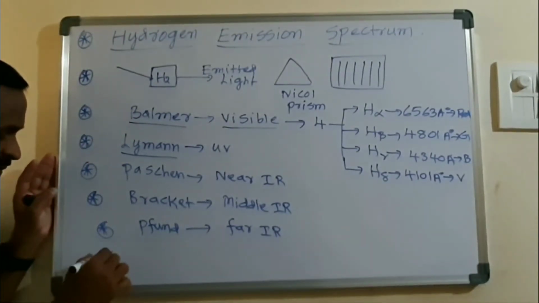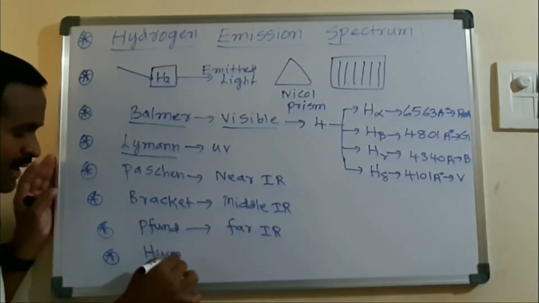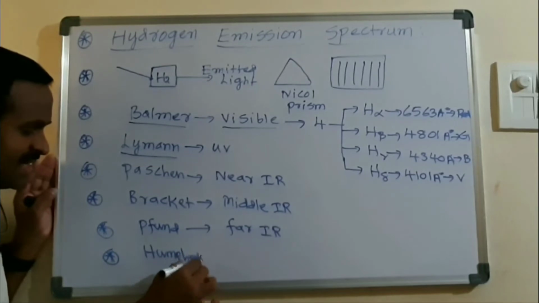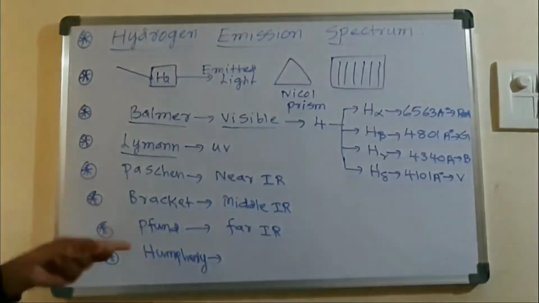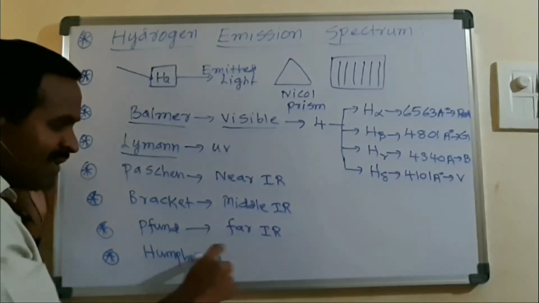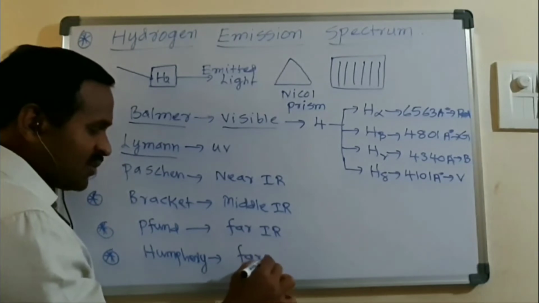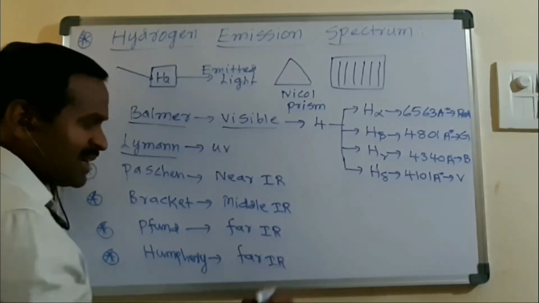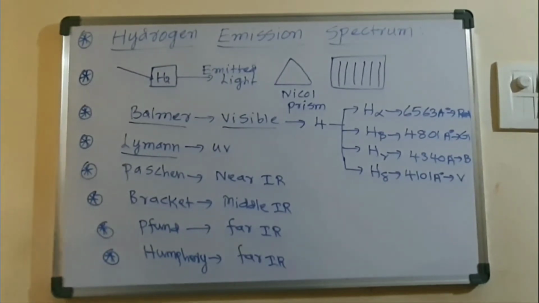And the other one is the Humphreys series. Humphreys is a scientist. Actually, he found some spectral lines. Like Pfund, Humphreys also found them in the far infrared region only. He found some other spectral lines. Those spectral lines are called the Humphreys series, right?